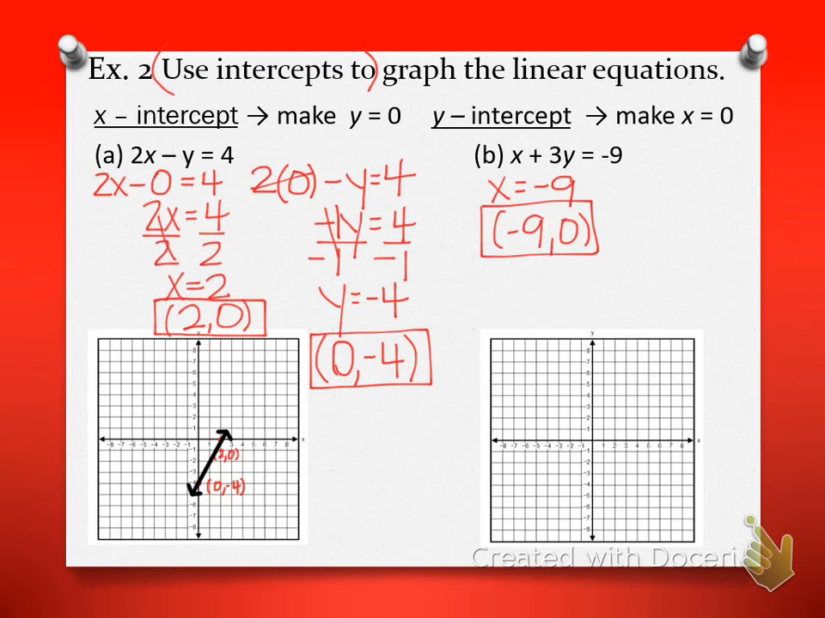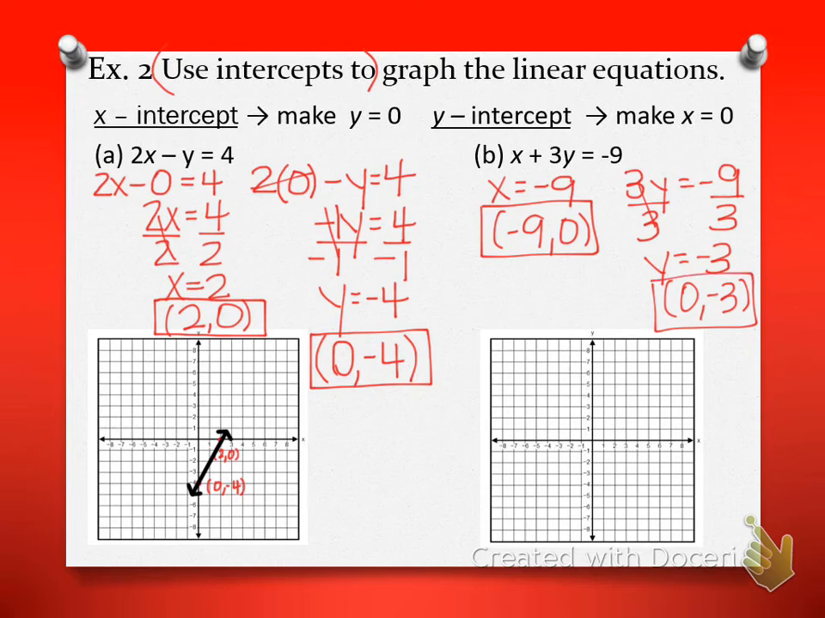3y equals negative 9. How do you solve for y? You divide both sides by 3, and y equals negative 3. And what would the ordered pair be for that one? 0, negative 3. Isn't that incredible? Now, we're not taking away all the work, but we are taking out the step where we had to plug the 0 in. All right? Isn't that genius?